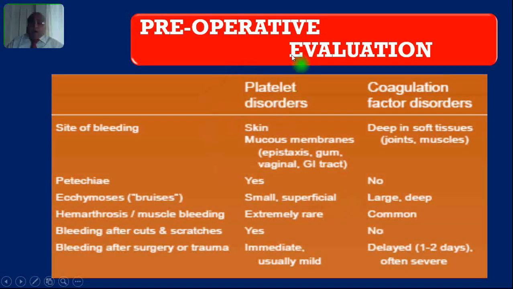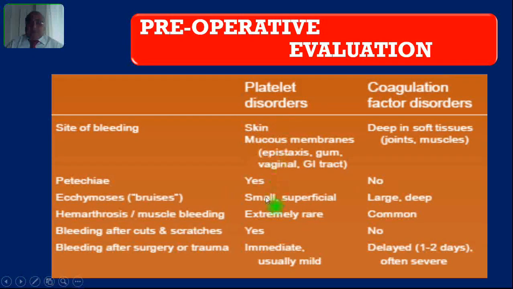So broadly, these bleeding disorders you can divide into platelet disorders and coagulation factor disorders. So in platelet disorders, the site of bleeding will be either in the skin or mucous membrane, whereas in coagulation factor disorders, usually the bleeding will be in the deep soft tissues like joints and muscles. Petechiae is more common in platelet disorder, whereas it is not common in coagulation factor disorders.